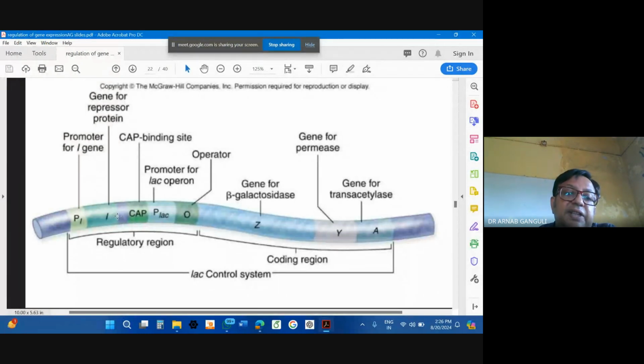ठीक है? After that, you have a cap binding site, catabolite activator protein. After that, you have a promoter of lac operon. Then you have the operator sequence. Then you have the gene for beta galactosidase, gene for permease, genes for transacetylase. So Z, Y, A, they are the coding region. And the regulatory region, you see the marking from PI to O. That is the regulatory region. And the whole thing from PI to A, that is the lac control system. This is the structure of the lac operator.